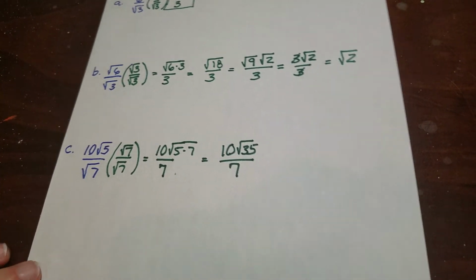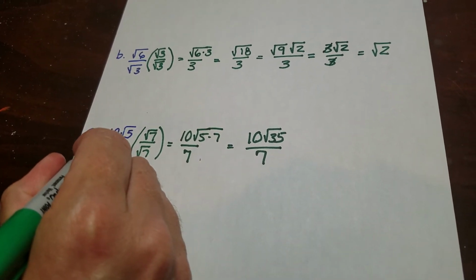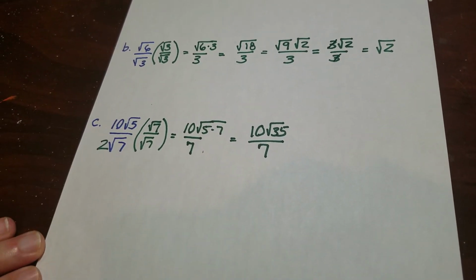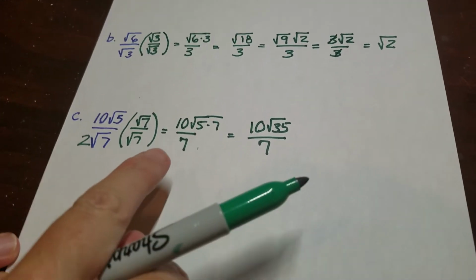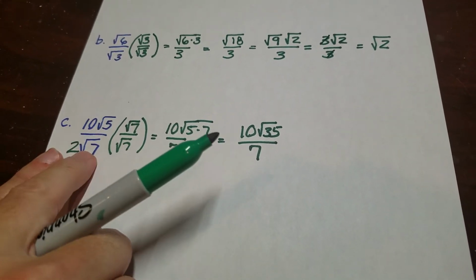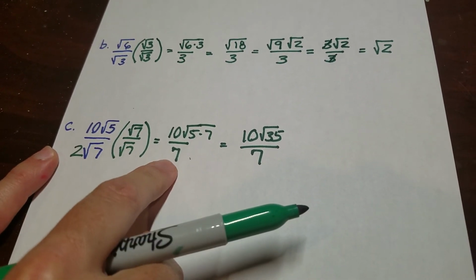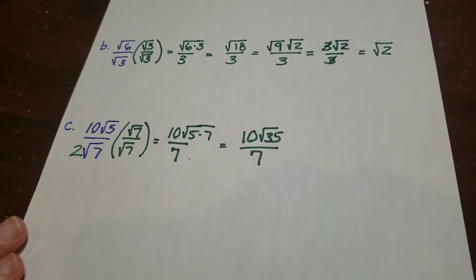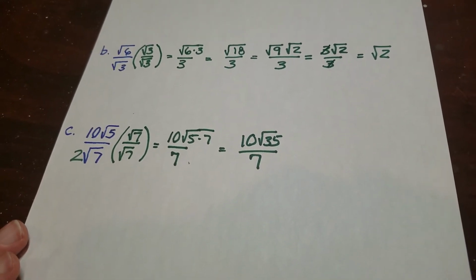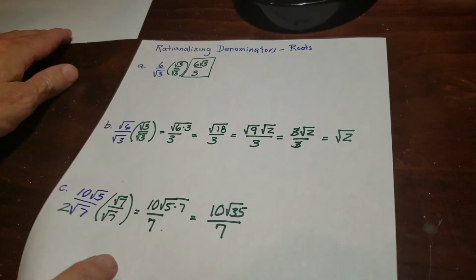Really quick, I just thought of another example. What would you do if this was a 2 down here? How would this whole thing change? The way it would change is, remember, if you do radical 7 times radical 7, you get 7, but see that 2 is still there? So you would multiply the 2 times 7 to get a 14. So I just thought of that. I could see that being a question that you'd run into, so that's what you would do if that were to happen. So now I'm done with rationalizing denominators.